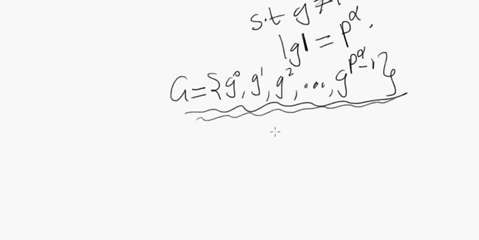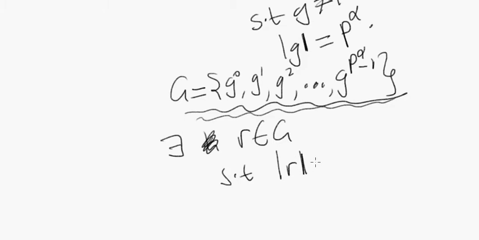So over here, can we find an element of order P? Right? That's the question. Well, but first question, why is it important for us to find an element of order P? Right? So let's say we're successful. Let's say there exists some R, element of G, such that order of R equals P. Right? Why is that useful to us?